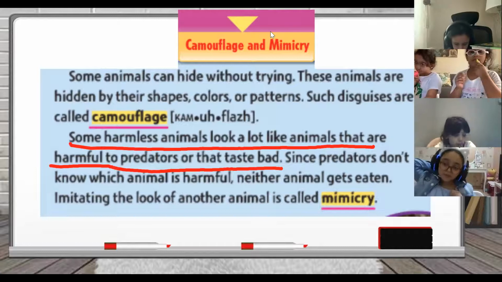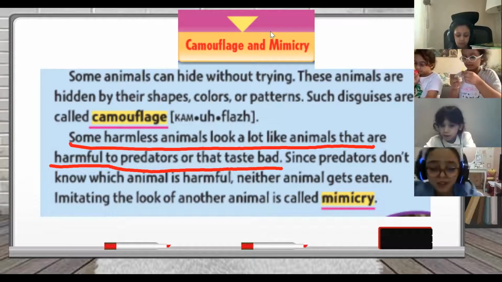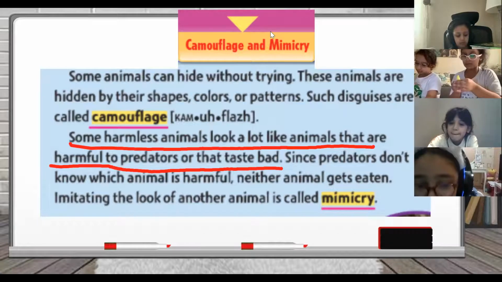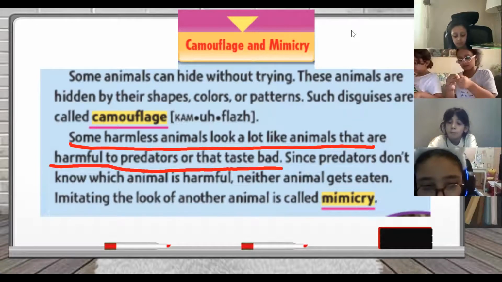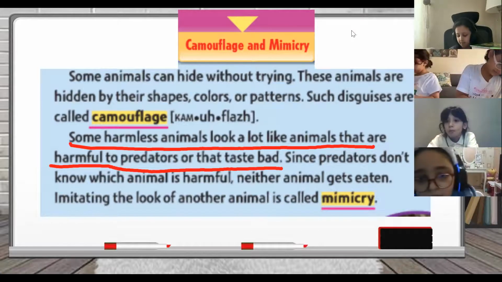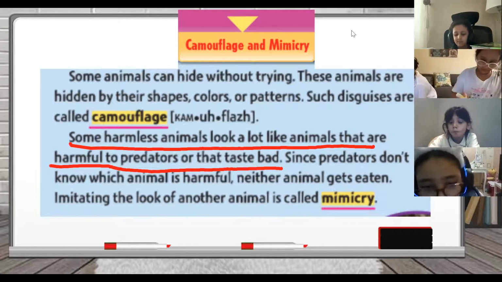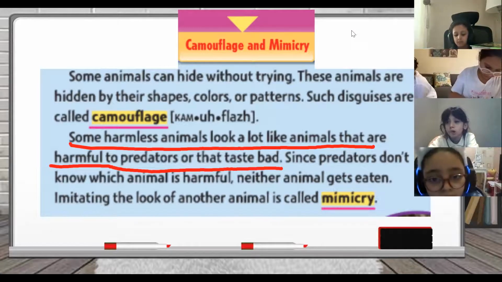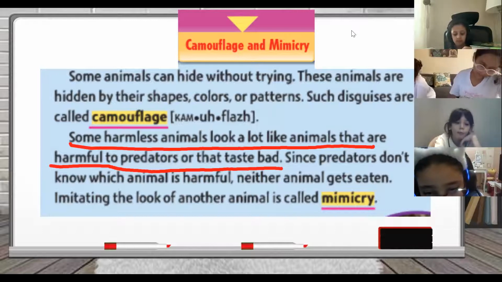Why are they going to run away? Because they think... I'm scared of the butterfly right now because it's scary. No, but over here we mean that some animals pretend to be harmful, but they are harmless. The butterfly is harmless, but they pretend to be harmful how? By their body. This is mimicry. So they mimic, so the birds do not eat them. Okay, let's see examples in our book about mimicry.